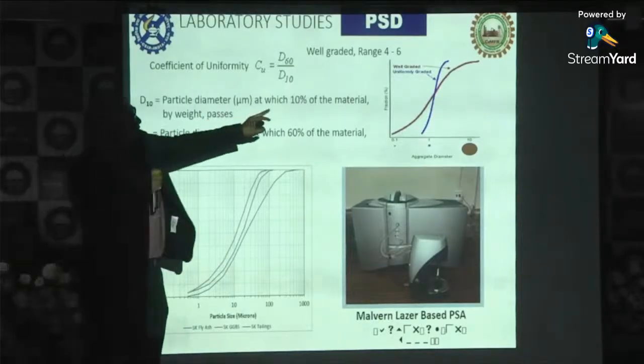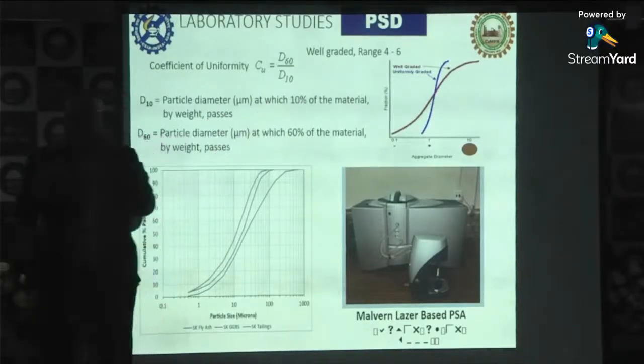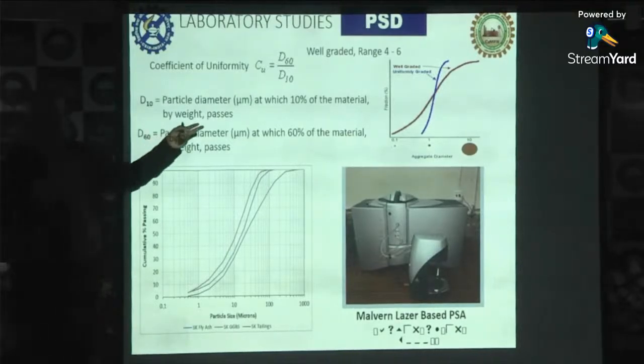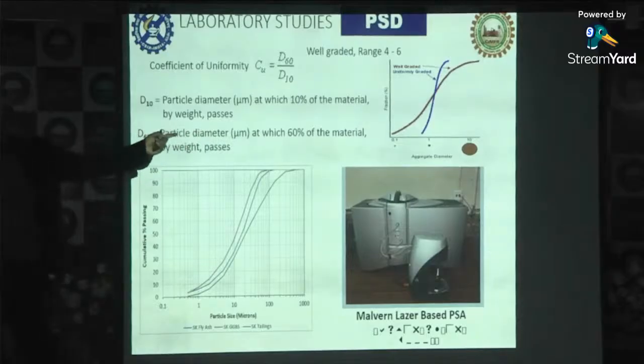The next type of gradation is the well graded. Here we get evenly distributed particles. We get smaller particles as well as larger particles. So the void between the larger particles is filled with the smaller particles, and we get a more compact fill. That is a very important thing, and this is the main governing factor which changes the kind of filling system we are going to adopt.